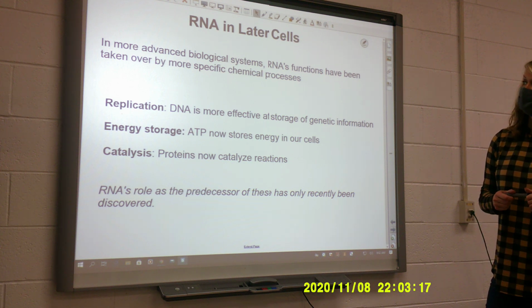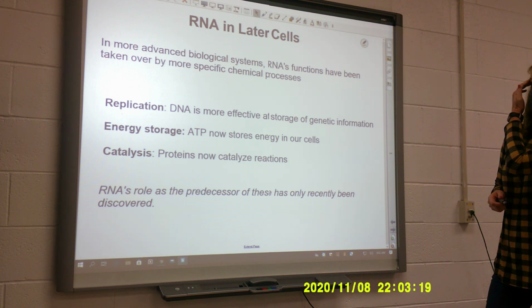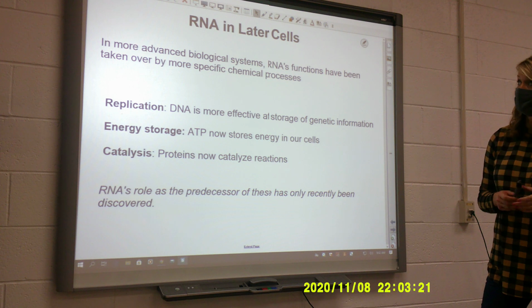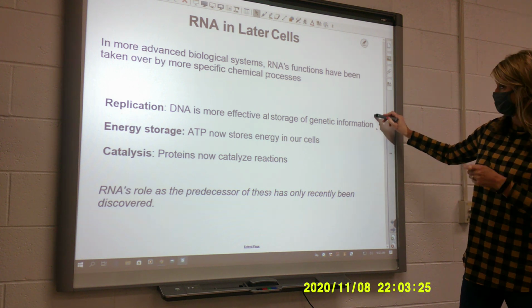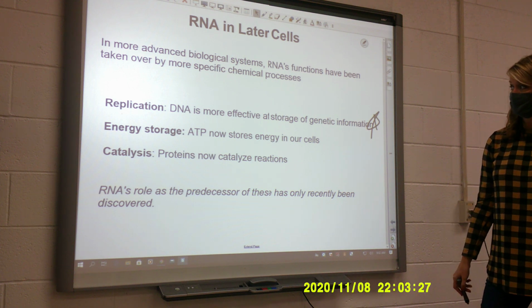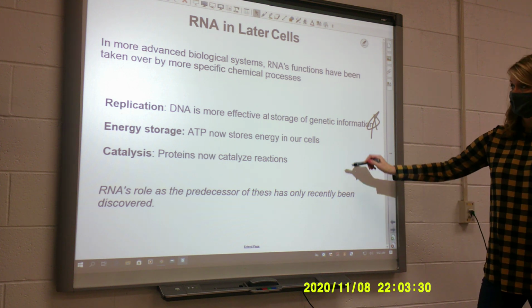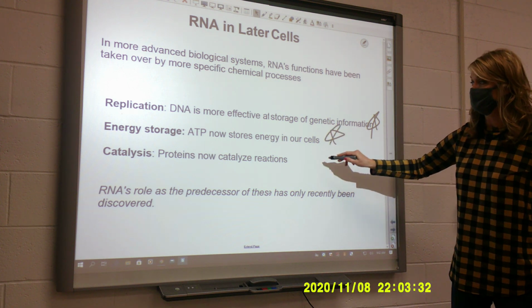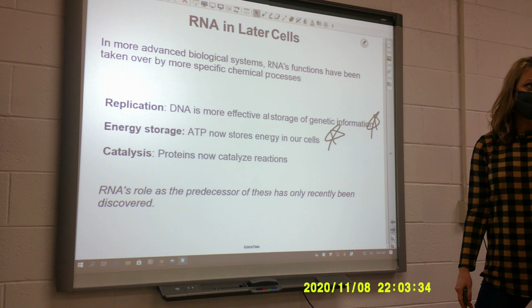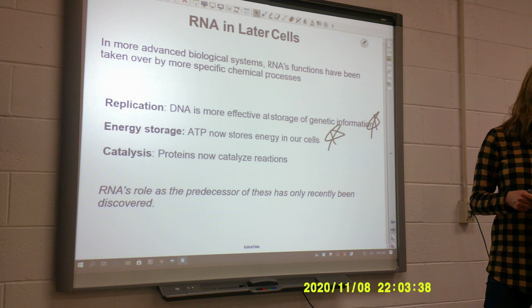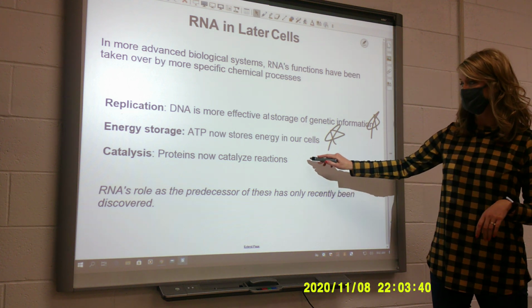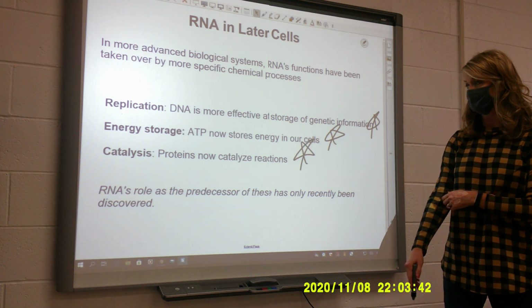In more advanced biological systems, RNA's functions have been taken over by more specific chemical processes. Replication: DNA is more effective at storage of genetic information. Energy storage: ATP now stores energy in our cells. All of your cells have energy, and in case you don't need it right now, you can store it and use it later. And a catalyst: proteins now catalyze reactions.